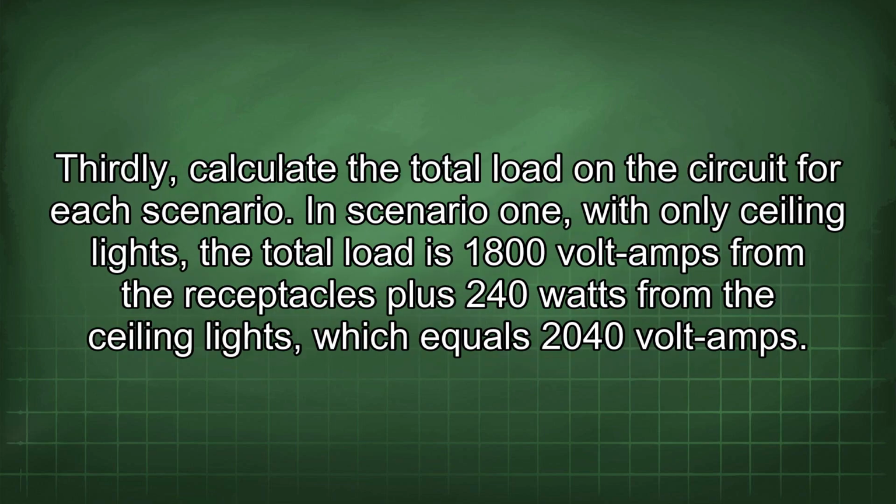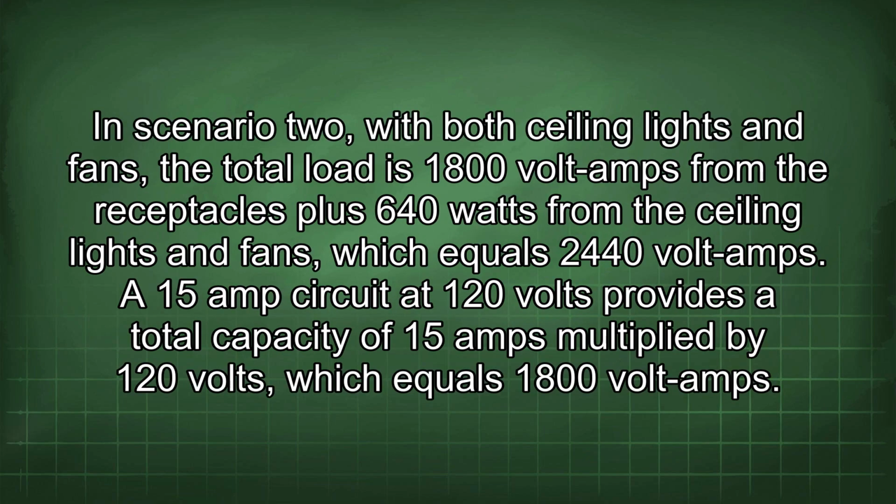Thirdly, calculate the total load on the circuit for each scenario. In Scenario 1, with only ceiling lights, the total load is 1800 volt amps from the receptacles plus 240 watts from the ceiling lights, which equals 2040 volt amps. In Scenario 2, with both ceiling lights and fans, the total load is 1800 volt amps from the receptacles plus 640 watts from the ceiling lights and fans, which equals 2440 volt amps.